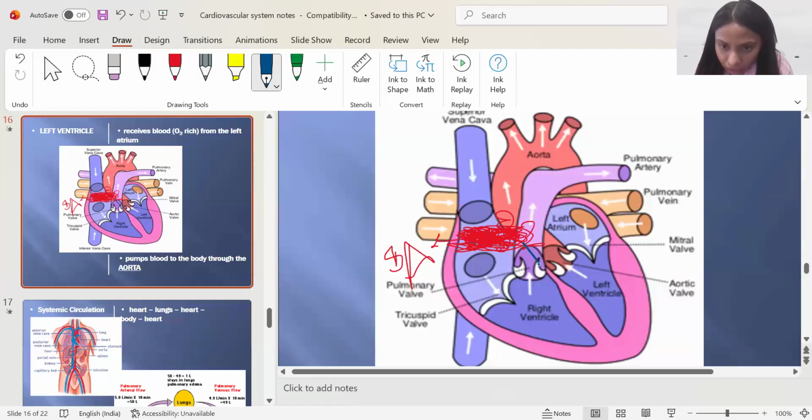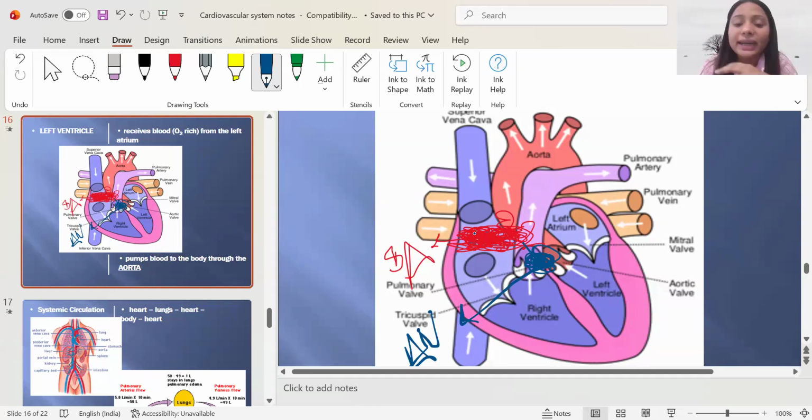Now it will transfer the electrical conductivity into this area. Not the right ventricle. It is between your atrium and your ventricle, somewhere in the middle, which is known as your AV node. What does AV node stand for? Atrioventricular node. Very good. In between your atrium and your ventricle, there is a node known as the atrioventricular node.